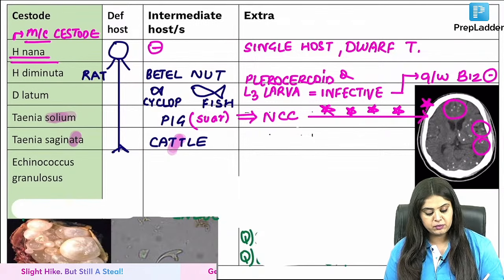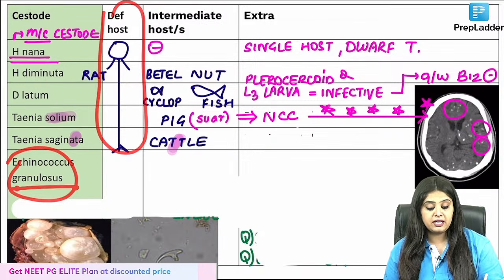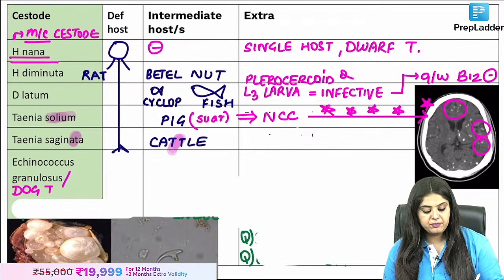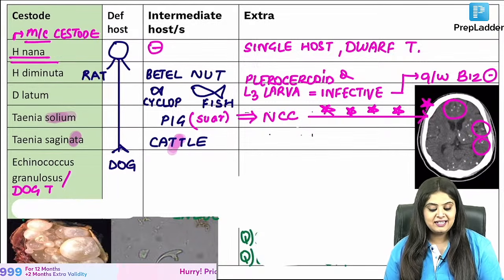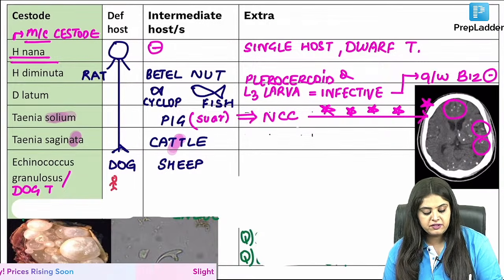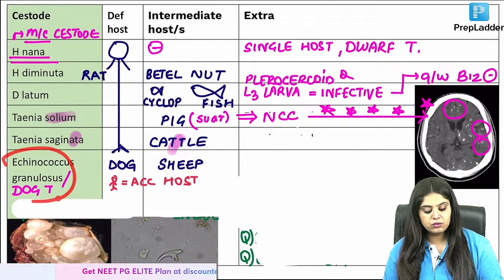Moving on to the next one. Finally, everywhere the definitive host was human being, but for Echinococcus granulosus, which you call the dog tapeworm, the definitive host is dog. And then the intermediate host is also sheep. So where are we in this entire cycle? We are the poor accidental hosts. And we are, by chance, infected. That is Echinococcus granulosus.